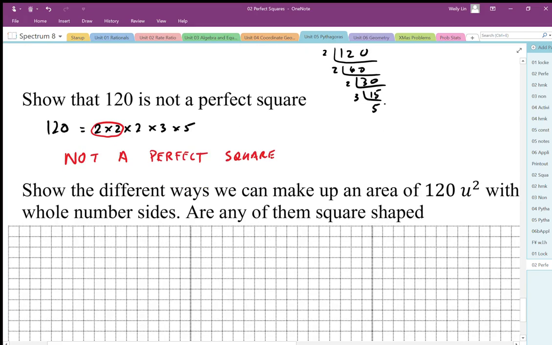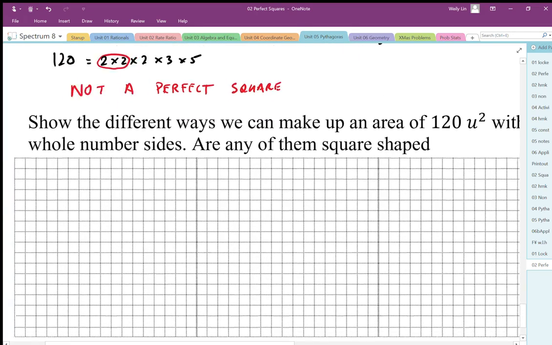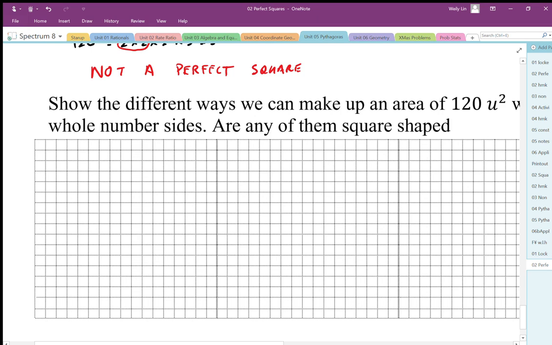We can show that we can get 120 by all sorts of lengths and widths, but none of them are going to be a perfect square. The closest I can probably get is 10 times 12, so 10 by 12. That gives us exactly 120 squares, but this is not a perfect square because you can see that the edge lengths are not the same.